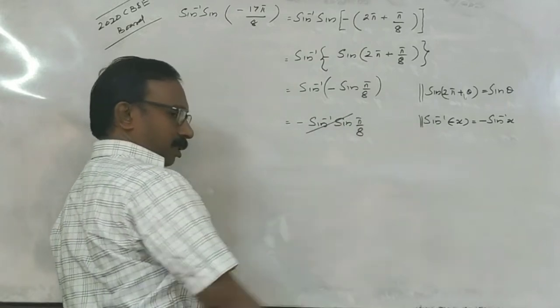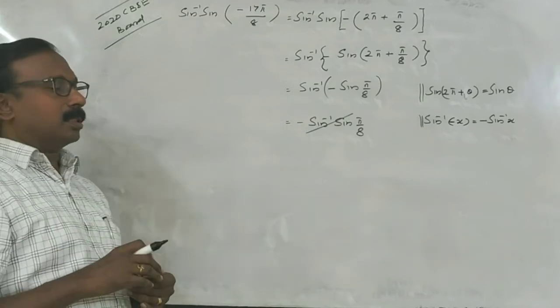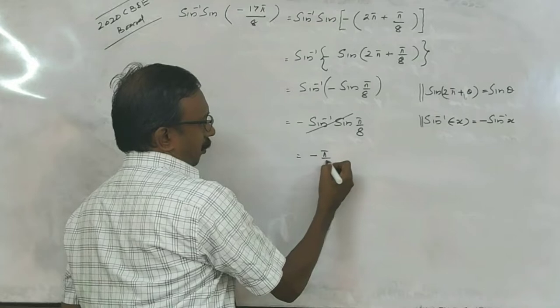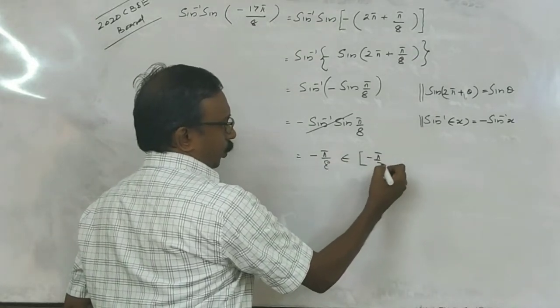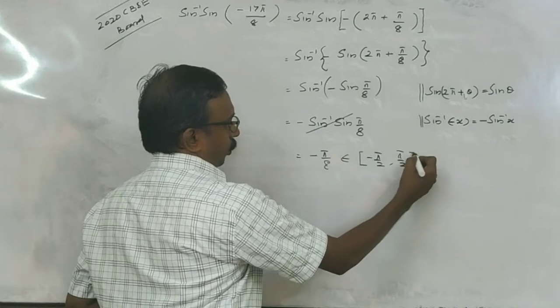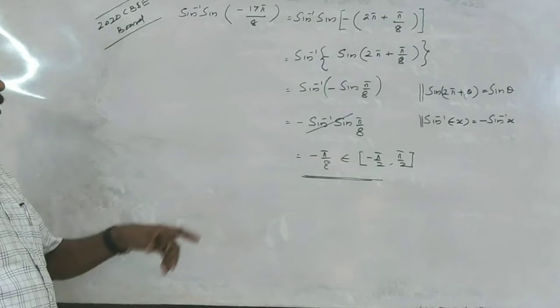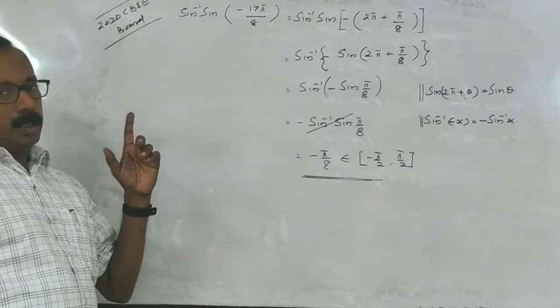Now we can eliminate sine inverse sine, since pi by 8 is 22.5 degrees, which is in the first quadrant. So minus pi by 8 is an element between minus pi by 2 and plus pi by 2. So this is the value of sine inverse sine of minus 17 pi by 8, isn't it?